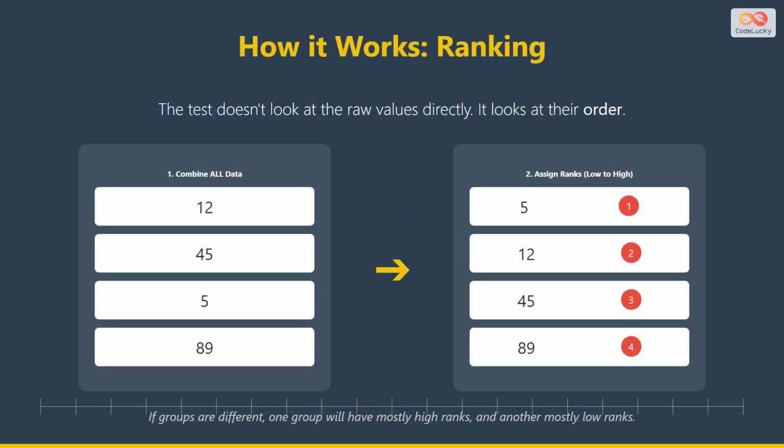The core concept here is ranking. The test does not care about the specific values, like 12, 45, or 89. Instead, it combines all the data together and sorts them from lowest to highest. It assigns a rank of 1 to the lowest number, 2 to the next, and so on. We then check if high ranks are clumped together in one specific group.